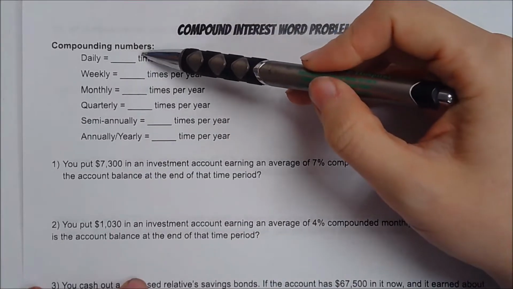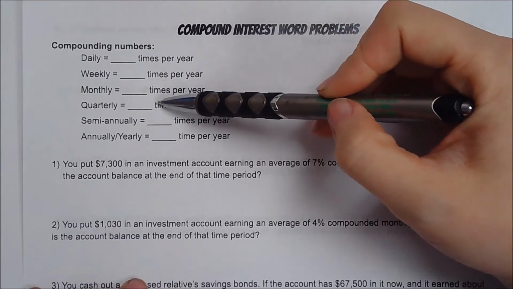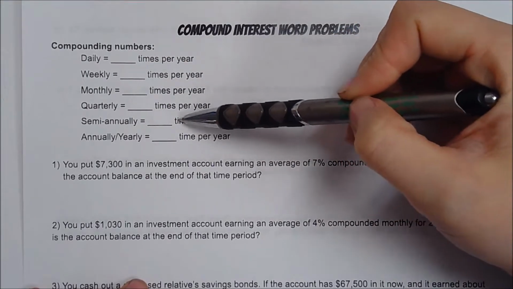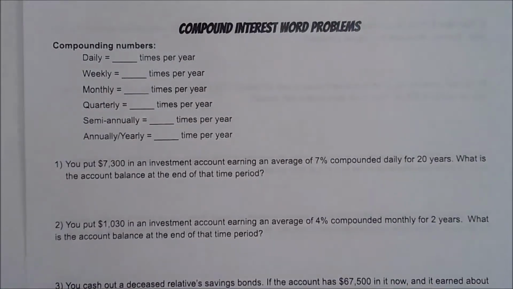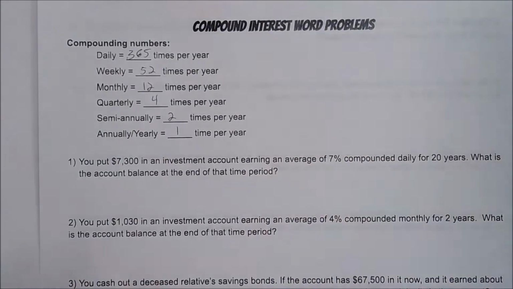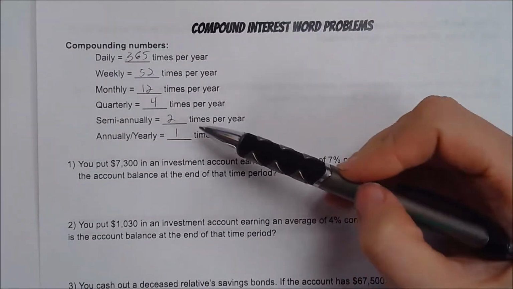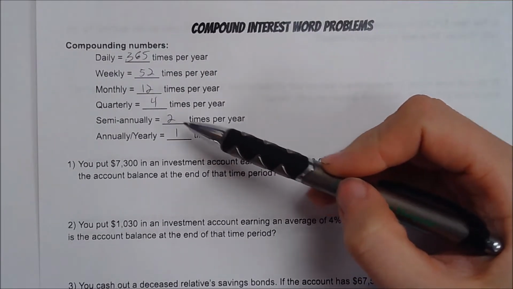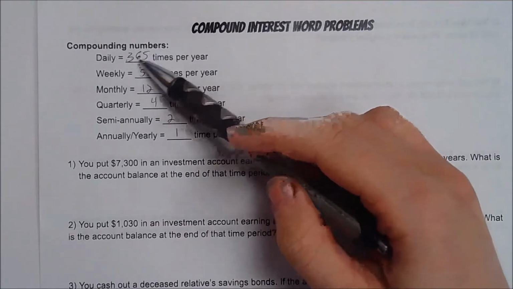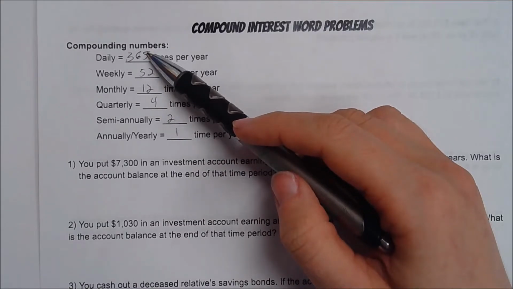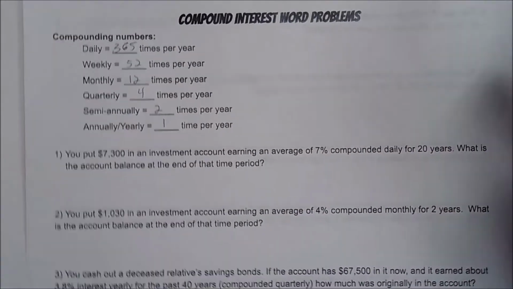Let's start here at the top. We have our compounding numbers. Now hopefully you remember some of these from the previous assignment. Go ahead and fill those in first. Alright, check your work. See if you got it right. Of course, some of these can vary a little bit, but these are in general. There are 365 days most years, so we're just going to go with it.